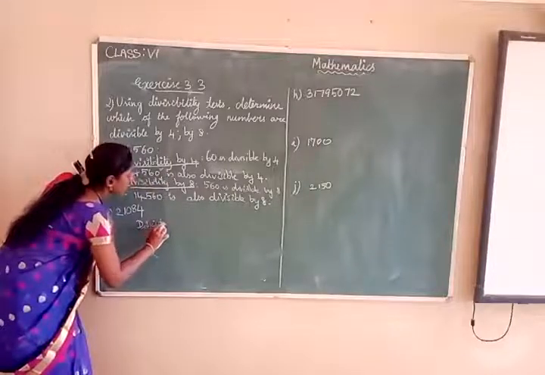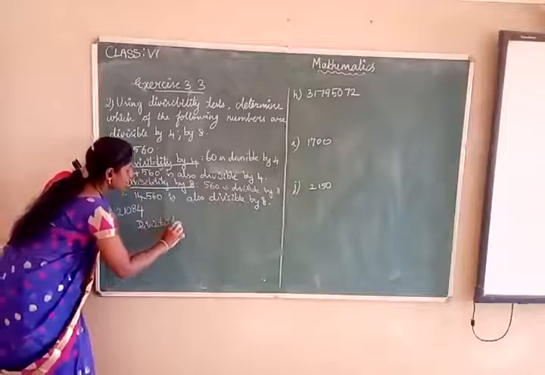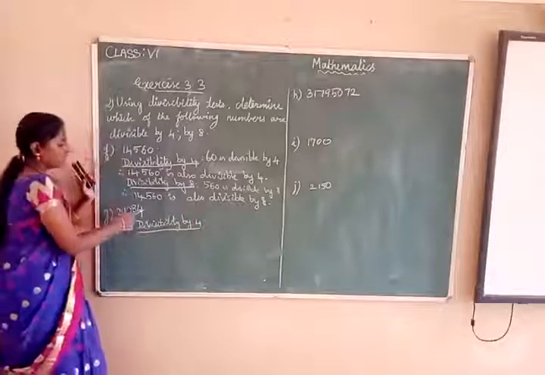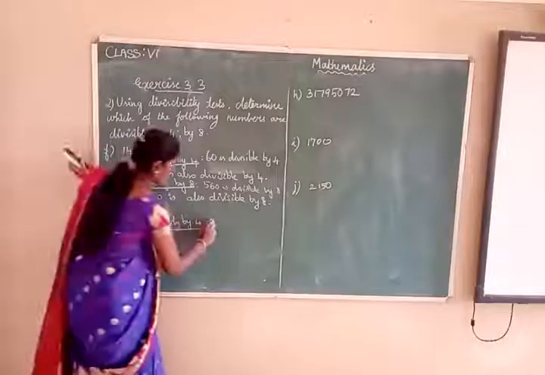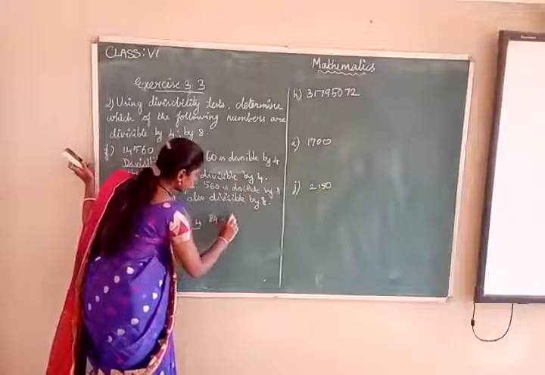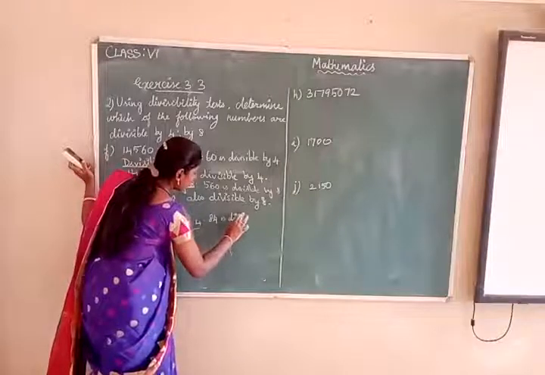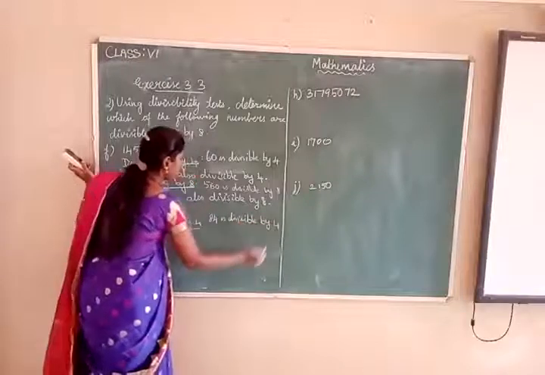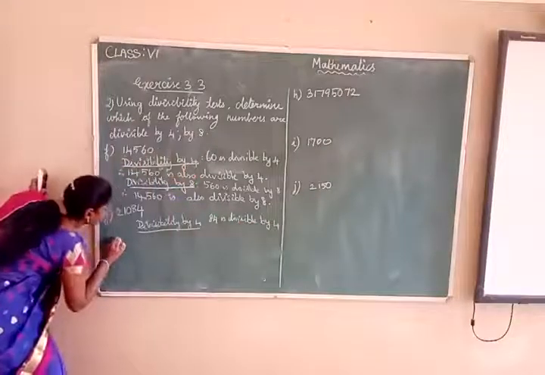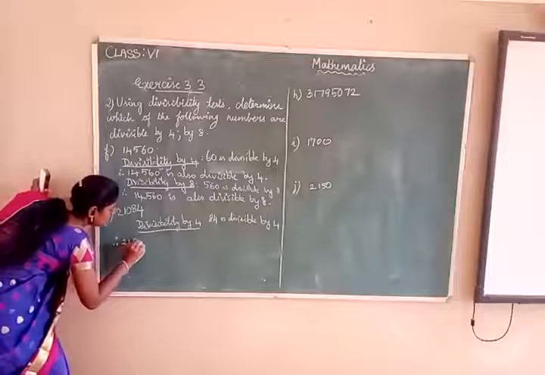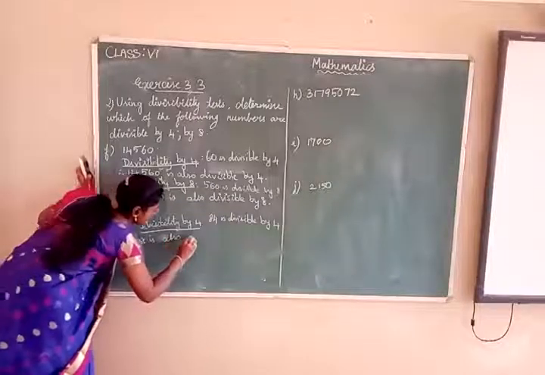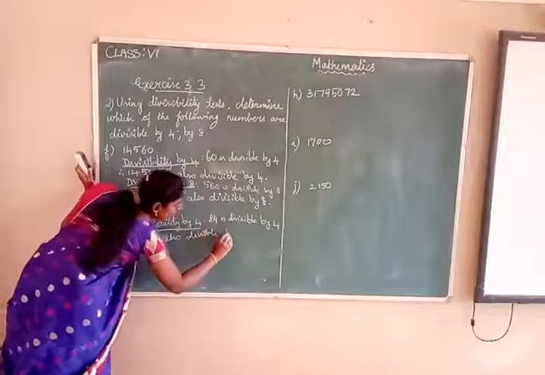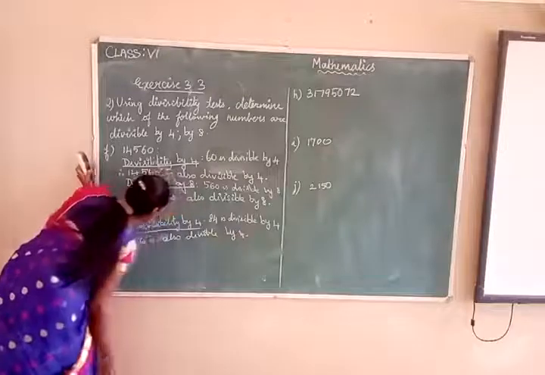Divisibility by 4. Okay. 84 is given. Is it divisible or not? Yes. 84 is divisible by 4. Therefore, 21,084 is divisible by 4.